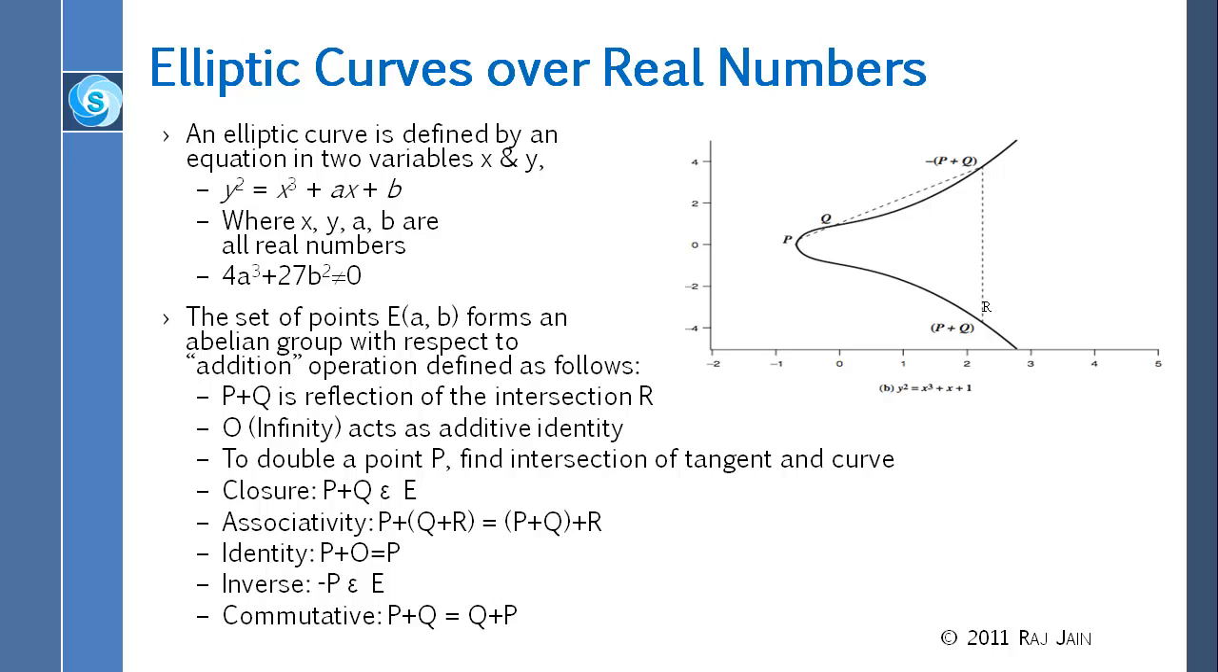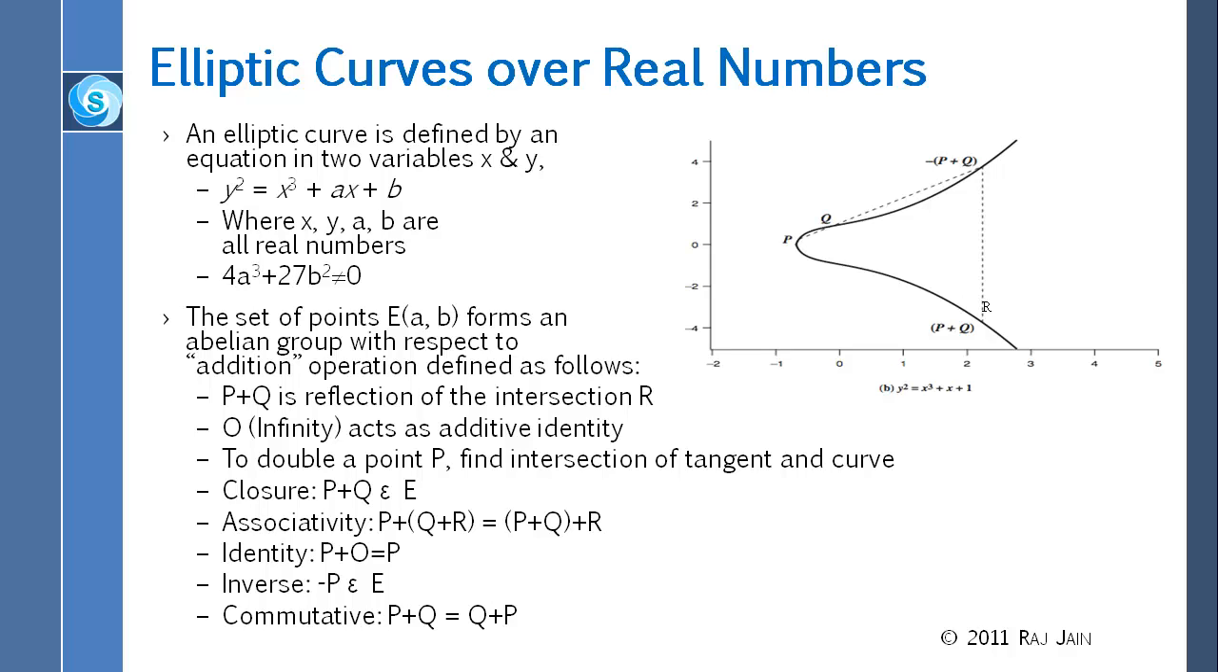So when you want to double P, suppose we have P and Q and we draw a line, but if Q is equal to P, how do you draw a line? If P and Q are at the same point, then you draw a tangent. You draw the tangent at P, and wherever it intersects, you find the reflection, and that gives you 2P.